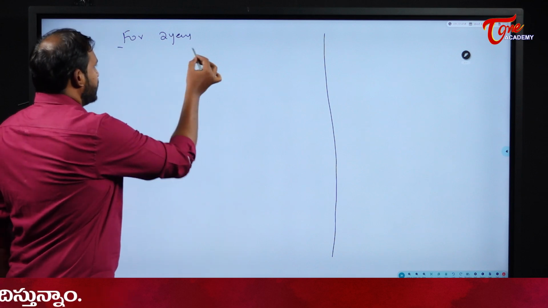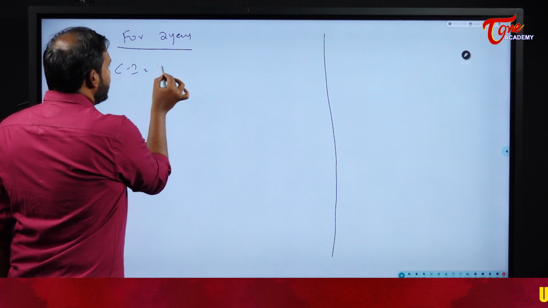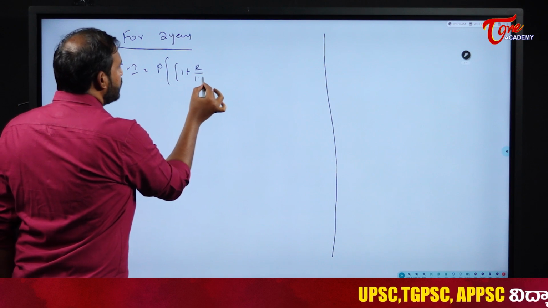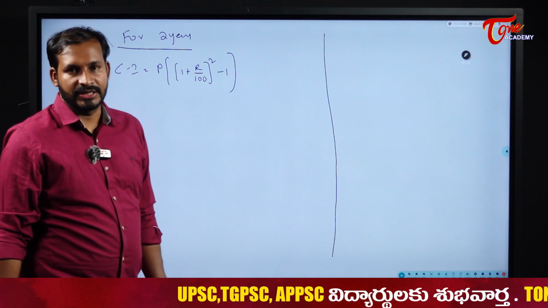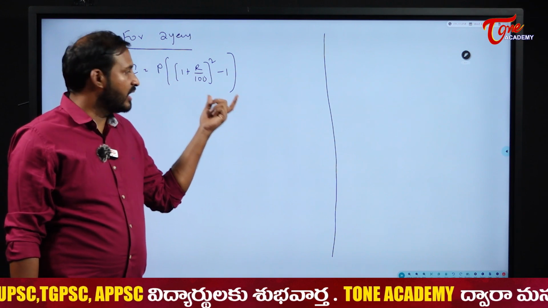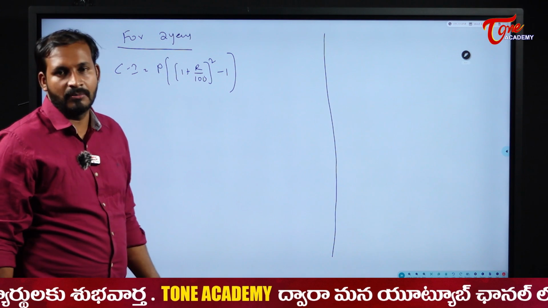Okay, for 2 years, what is compound interest, students? P into, 1 plus R by 100 whole to the power of 2, minus 1, for compound interest. This is the compound interest for 2 years. This is amount and this is interest, minus P. So, I have taken P common out.